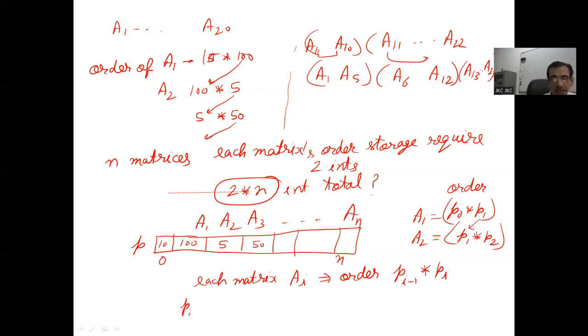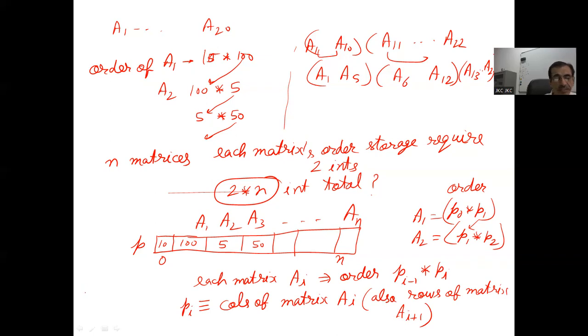Indirectly meaning Pi is nothing but the columns of matrix AI. Indirectly meaning that also it is the rows of matrix AI plus 1. They are the same. So only P0 is an additional value for A1's rows, and for everybody else only the columns of each matrix, stored 1 to n, I am able to store. So that saves my time, that saves my storage, and I can easily operate on this.